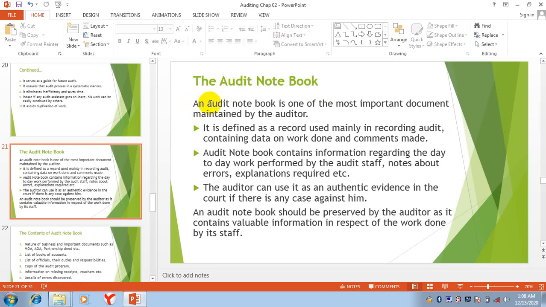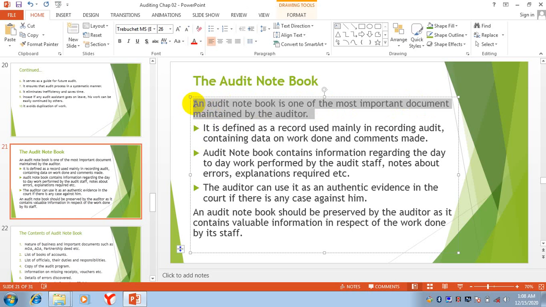What is an audit notebook? An audit notebook is one of the most important documents maintained by the auditor. It is defined as a record used mainly in recording audit, containing data on work done and comments made. It is basically a book maintained by the auditor in which he records the audit, what is done, what is not done.